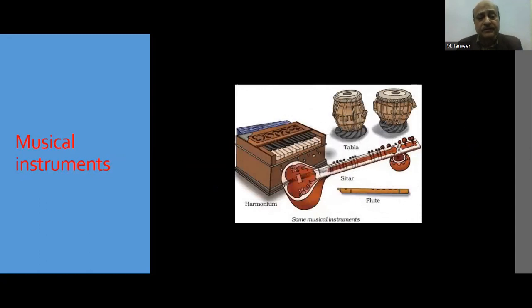Musical instruments. These are the musical instruments. And when these musical instruments are played, sound waves are produced in the form of compressional waves. And these waves will travel from the musical instrument to our ears.